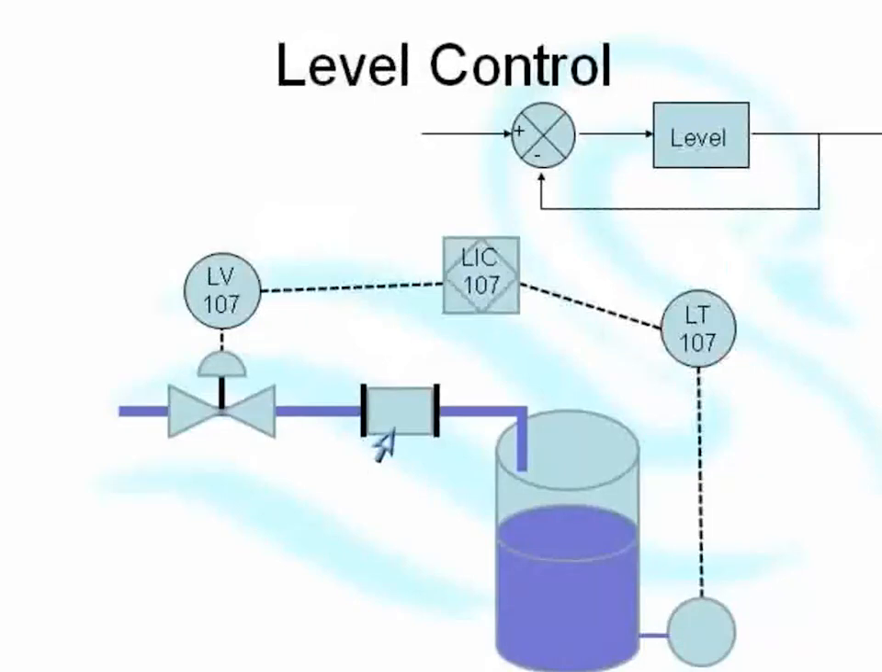Here I've got a simple level loop. What I've got here is a level sensor, a level transmitter, a level indicator controller, and now I've labeled the valve as a level valve because it's used to control level. Here is the function block equivalent of the level loop, and once again you can see it's a loop. The set point is just here.